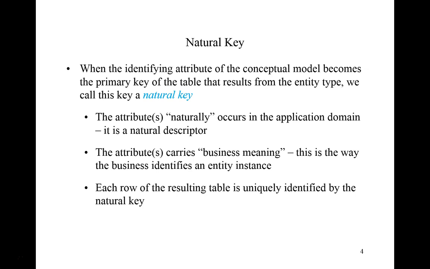So the attribute or attributes that serve to identify an entity instance naturally occur within the application domain. It's a natural descriptor. These attributes carry business meaning. This is how the business users, the business community, identifies an entity instance. And each row of the resulting table, then, is uniquely identified by this natural key.